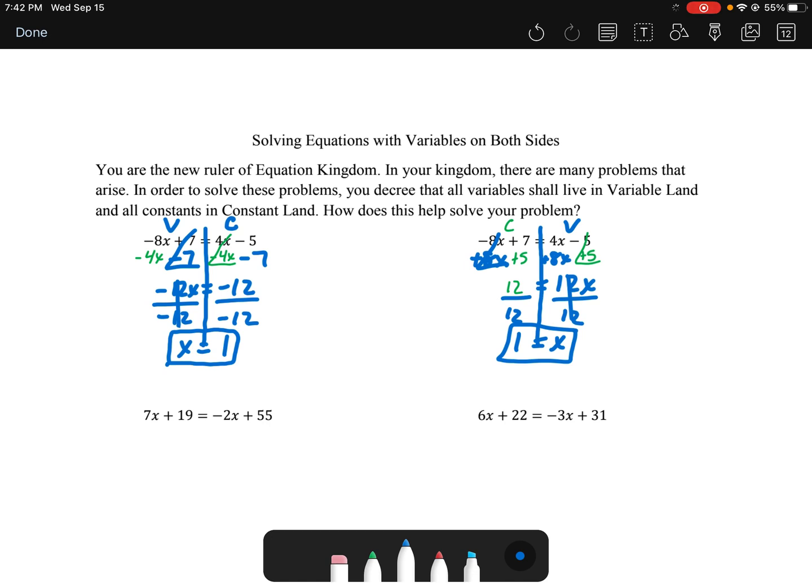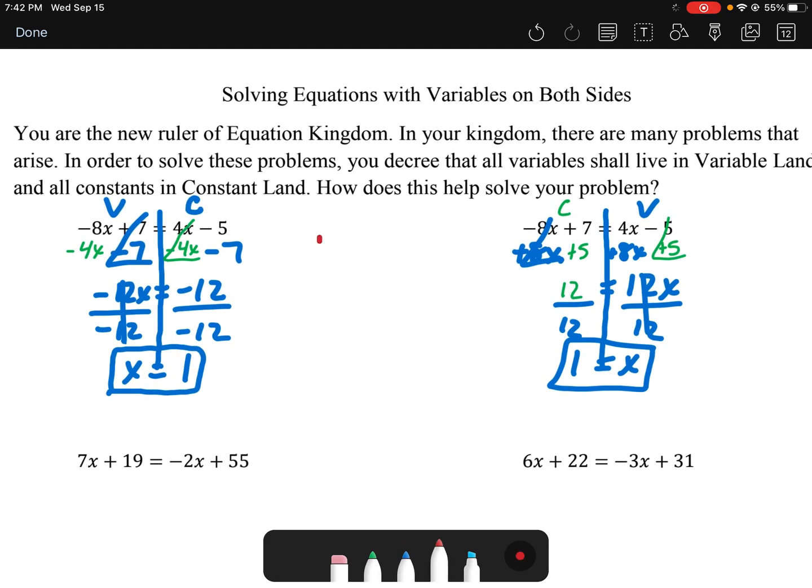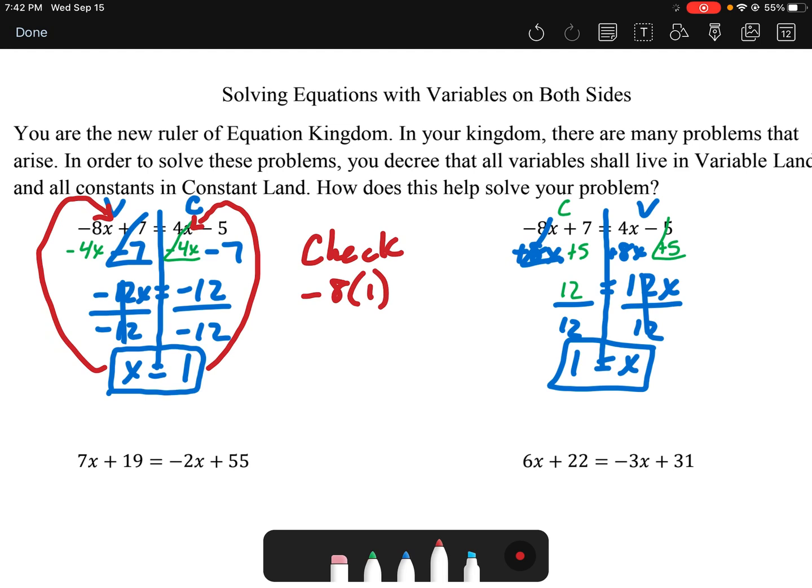Now, what if I really don't believe it? What if I don't think I'm telling the truth, that I'm getting the right answer? I could just check, right? I can take 1 and substitute it into the original equation. So I know that x is equal to 1. I need to put it in for x here, and I need to put it in for x there. So I have negative 8 times 1 plus 7 is equal to 4 times 1 minus 5.